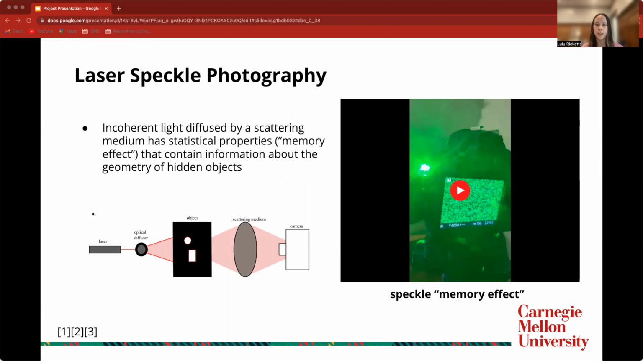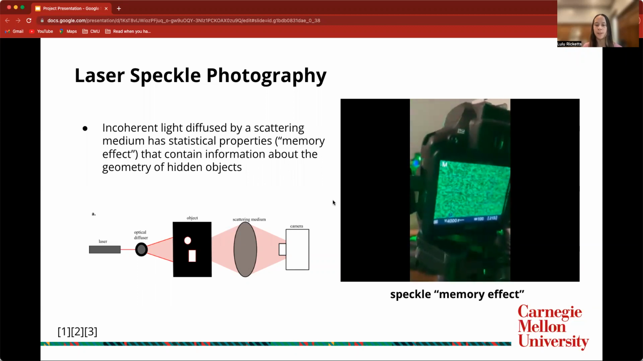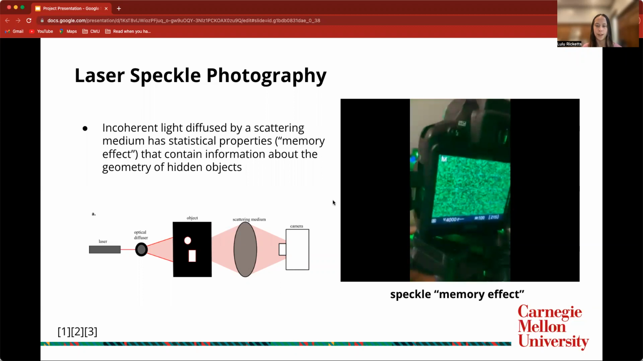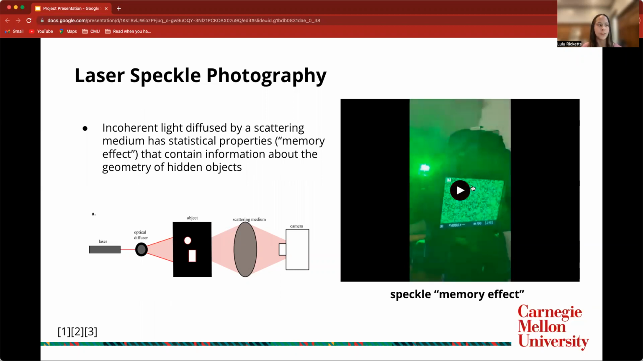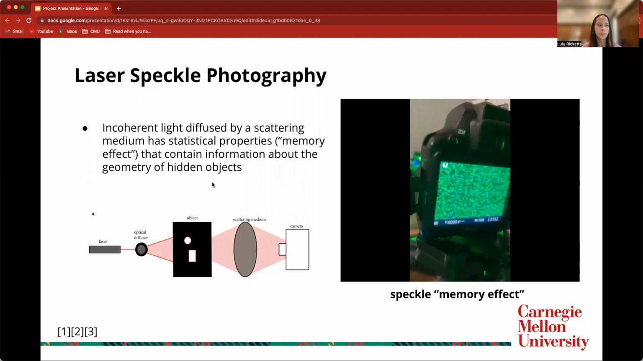The statistical property that's leveraged in this project is called the memory effect, which states that nearby points on an object are scattered by the scattering medium to produce highly correlated, shifted, random speckle patterns on the camera. This means that any minuscule shifts of the laser's angle towards the camera will result in shifted versions of the speckle pattern. This is shown in the video on the right-hand side here, where I'm shifting the laser in multiple directions very slightly, and it results in shifts of the speckle pattern on the lens of the camera.